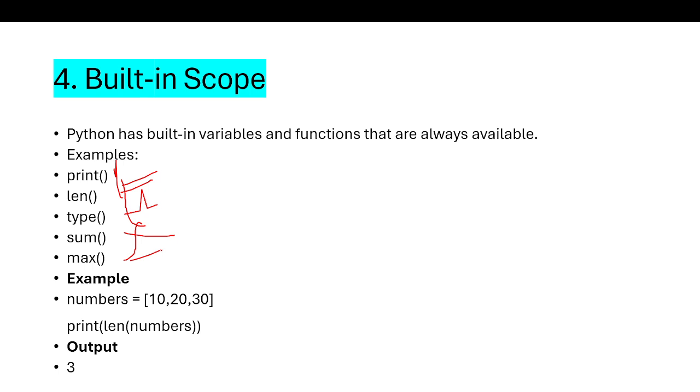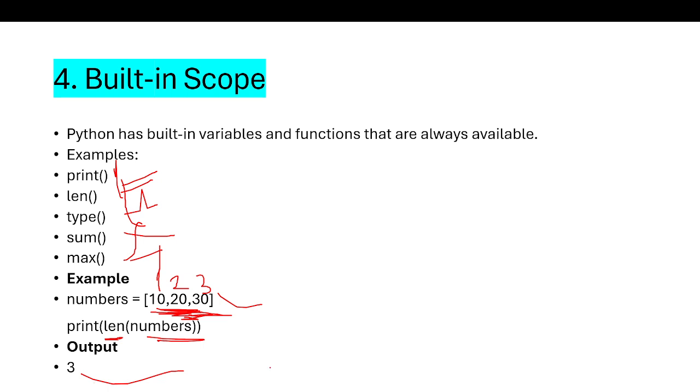So example, numbers is equal to 10, 20, 30. This is a list, and these are the items of the list: 10, 20, 30. So print the len, which defines the length of the list. This is the list name. There are three numbers in the list, so the output will be 3. Length of the list is 3. So that is all about it.